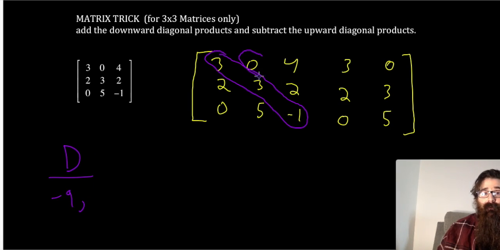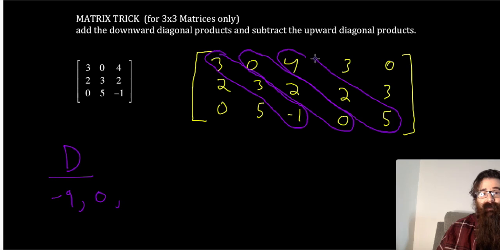Next, I can move over. The next downward diagonal product, I'm circling it, is 0, 2, 0. If I multiply 0 times 2 times 0 gives me 0. And there's one more that I can find before I run out of space. And that's this 4, 2, 5. If I multiply 4 times 2 times 5, it gives me 40.